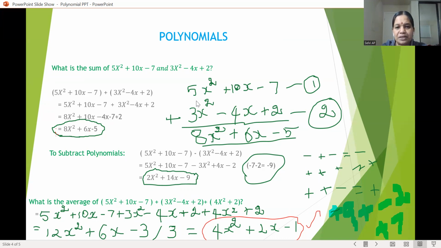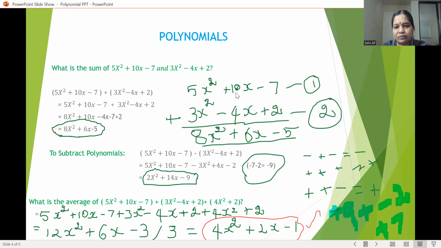Okay. So here 5x² + 10x − 7, I indicate it as the first equation, number 1. 3x² − 4x + 2, I indicate as equation number 2. This is addition only, so you can directly simplify this one. 5x² plus 3x² is 8x², 10x minus 4x is plus 6x, minus 7 plus 2 is minus 5.